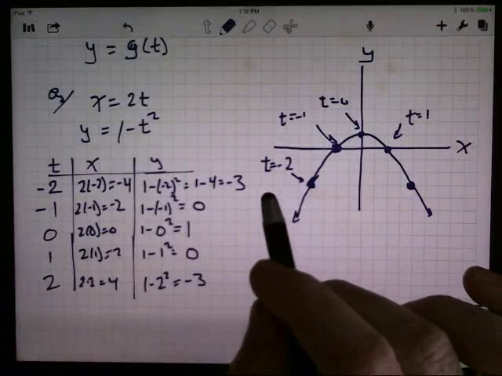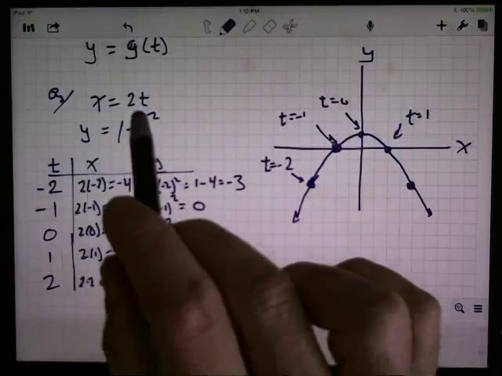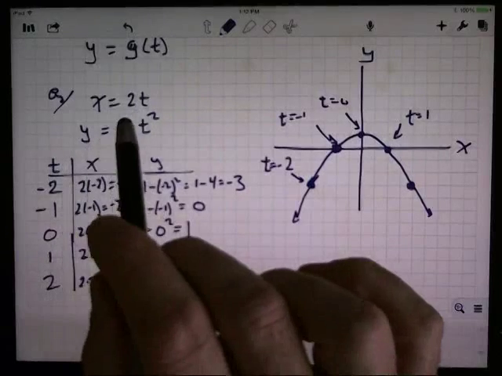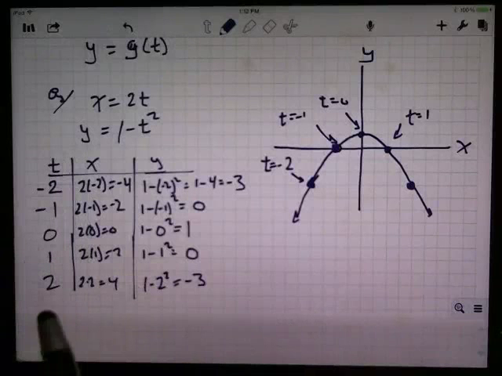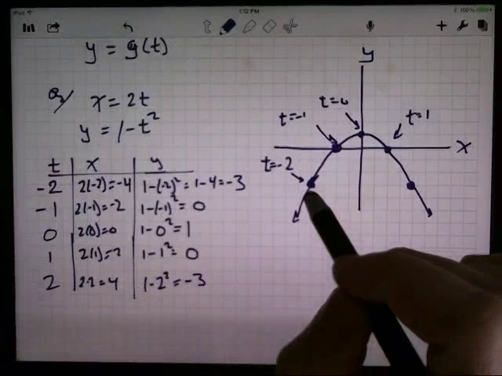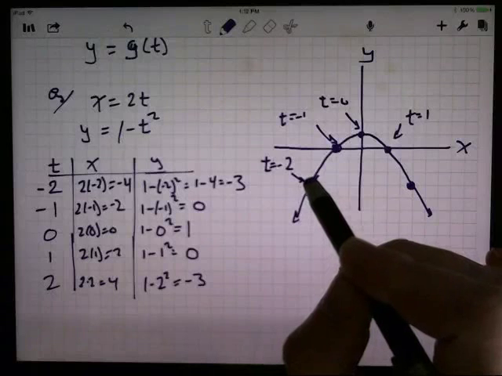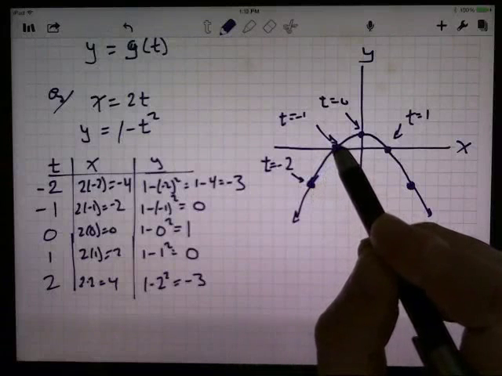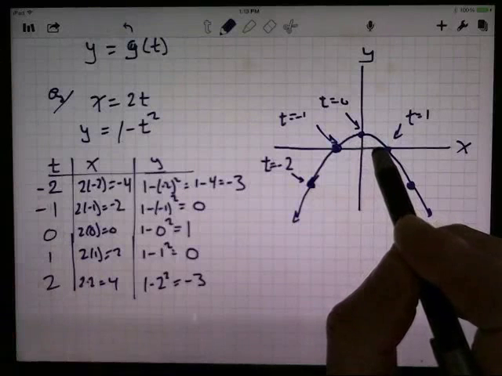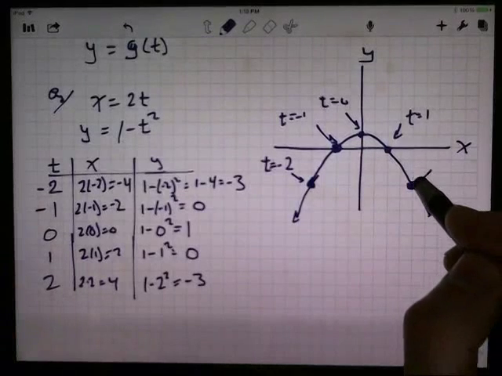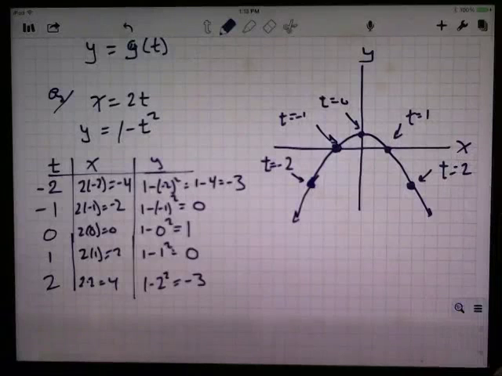If I think of t as time, then these formulas are telling me where I am at any time. The first one tells me the x-coordinate, and the second one tells me the y-coordinate of my location at any time. So at time negative 2, I'm right here. And then time passes and I move along the curve, and at time negative 1, I'm here, and then it continues to pass, and I'm here at time 0, there at time 1. This was time t equals 2, right?